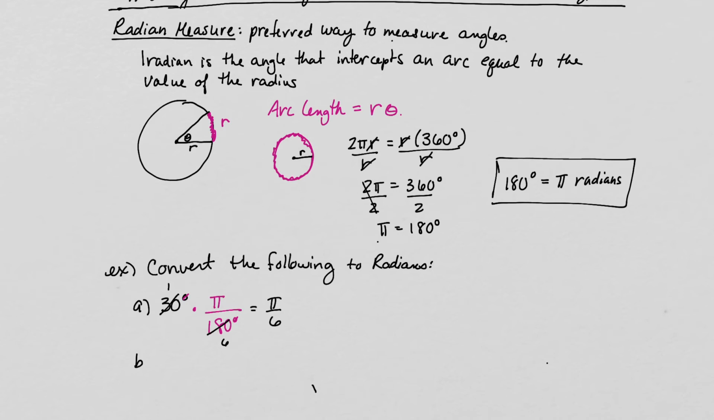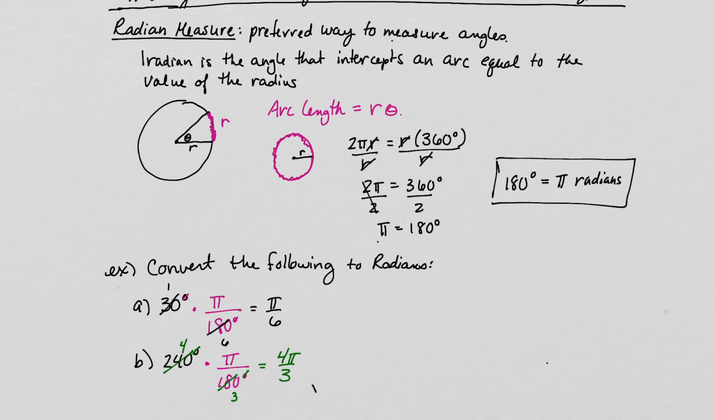Here's another example, maybe 240 degrees. Again, I'm trying to get to radians, so I multiply by pi over 180 degrees. My degrees would cancel, and both of these are divisible by 60. So 60 goes into 240 4 times, 60 goes into 180 3 times, so we're going to end up with 4 pi over 3.